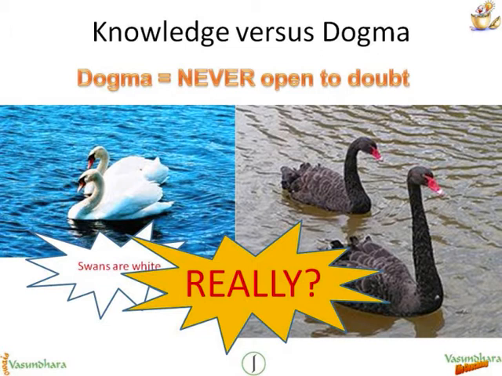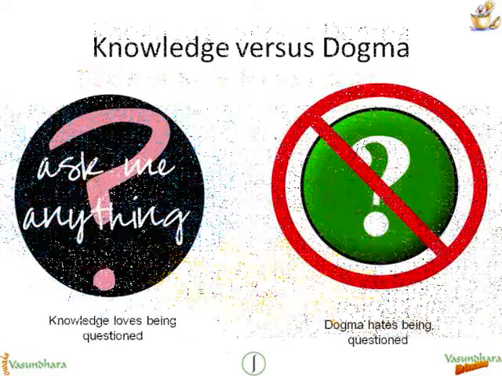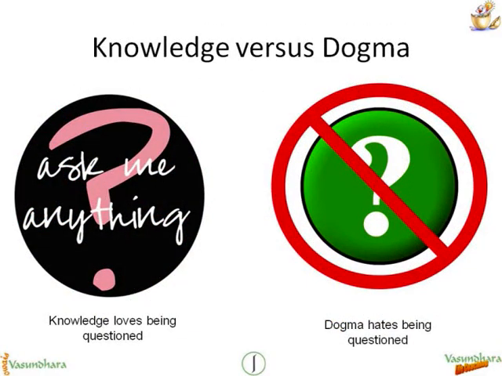However, a dogma will refuse to accept that, because it is never open to doubt. And that's where you can actually look at the various dogmas around you and figure out that many of them stick to their swans are white mantra despite the fact that black swans have been discovered. Knowledge loves being questioned. Dogma hates being questioned.